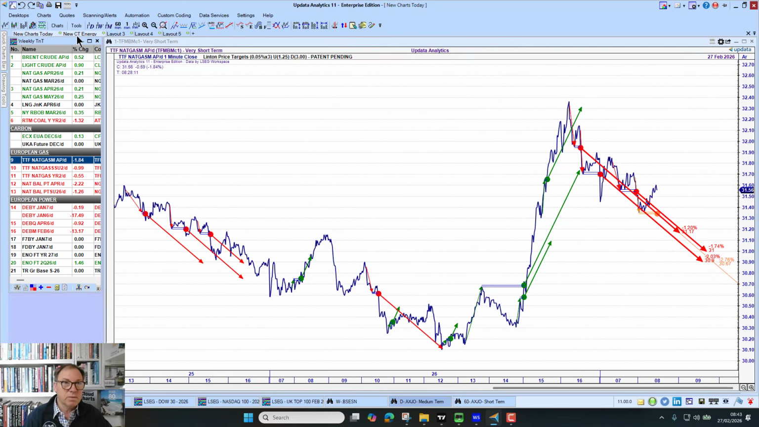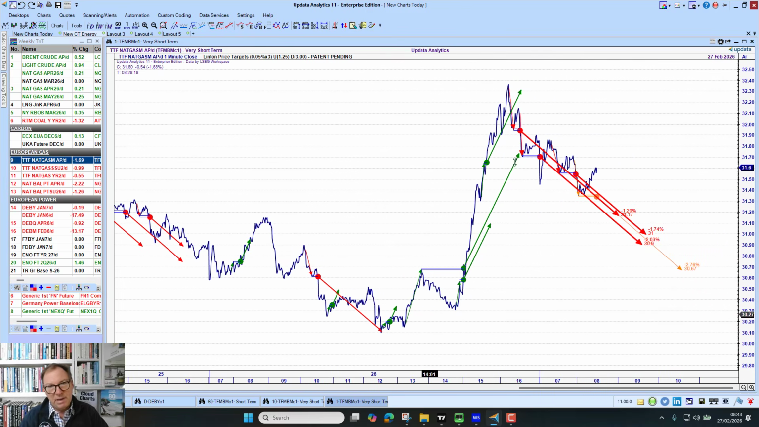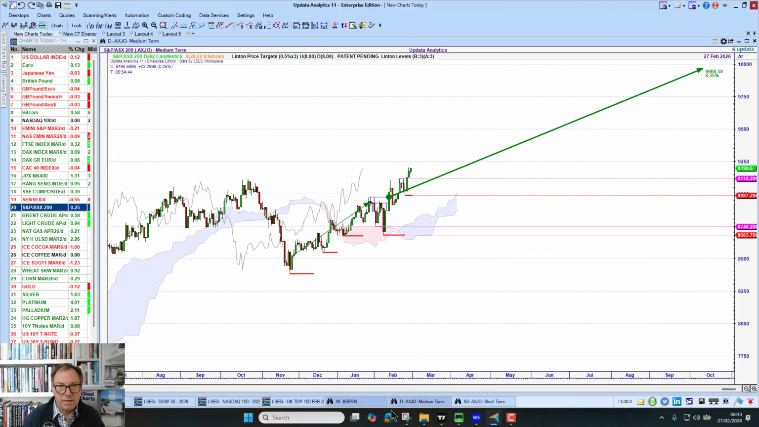In the energy mix, we actually went neutral today. This is European gas. We had big upside targets kicking in on the 1-minute chart yesterday, and downside targets kicking in. But we've gone neutral on most things because it's just quite a mixed picture. But Monday will be very interesting there.